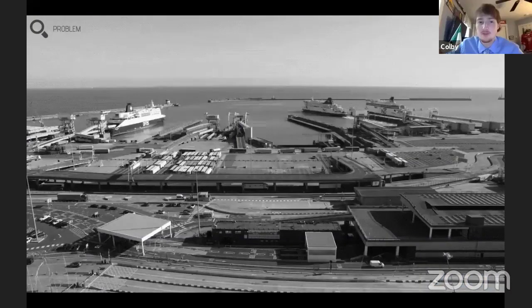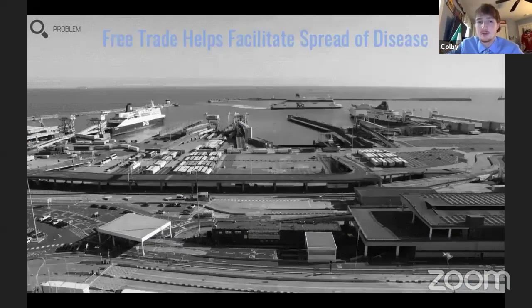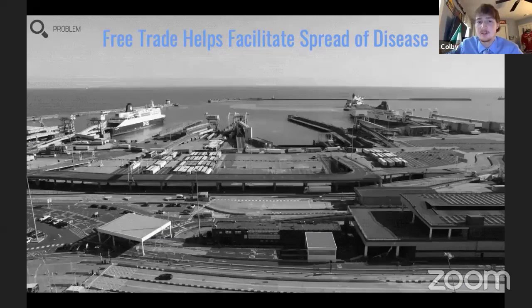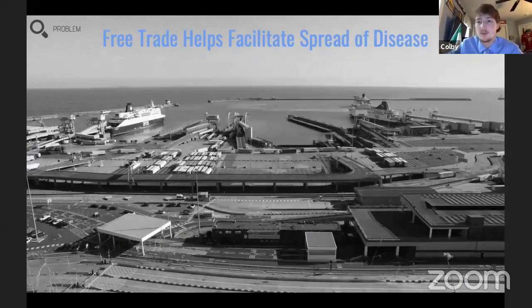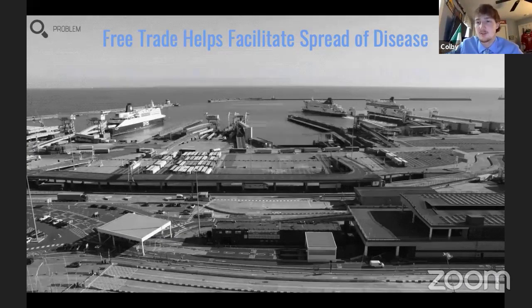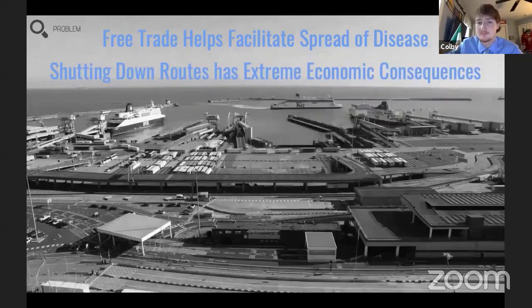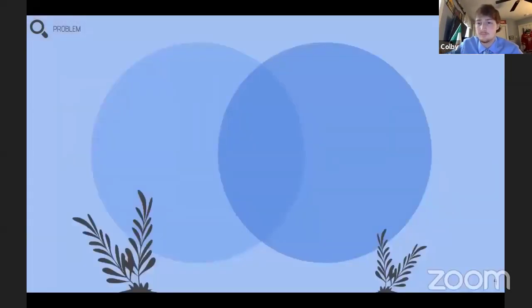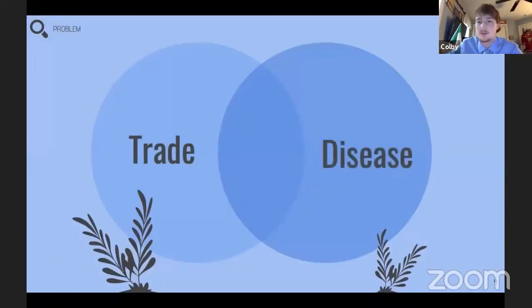The problem we chose to address in our project is that during times of pandemic or epidemic, transport routes and areas of free trade help to facilitate the mass spread of disease. However, completely shutting down these routes has extreme economic consequences. The problem we are attempting to combat encompasses the intersection of trade and disease. This is why we chose experts in both of these fields to include in our Delphi study.